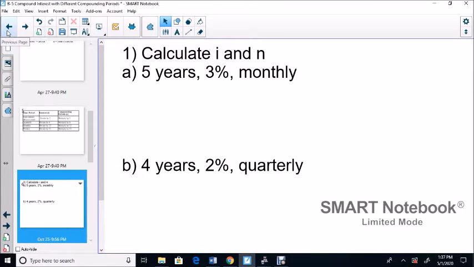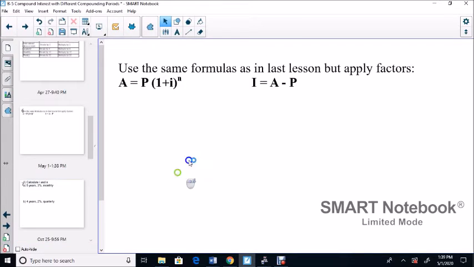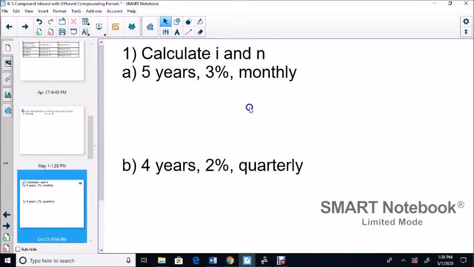So let's take a look here. We're still going to use the exact same formula as before, but we're going to first find the I and N for that formula. So we're still going to use A equals P times 1 plus I to the N, as we did in the last lesson. The interest is equal to A minus P. This is the exact same thing as the last lesson, just the I we're going to have to divide by something, and N we're going to have to multiply. So let's calculate I and N here.